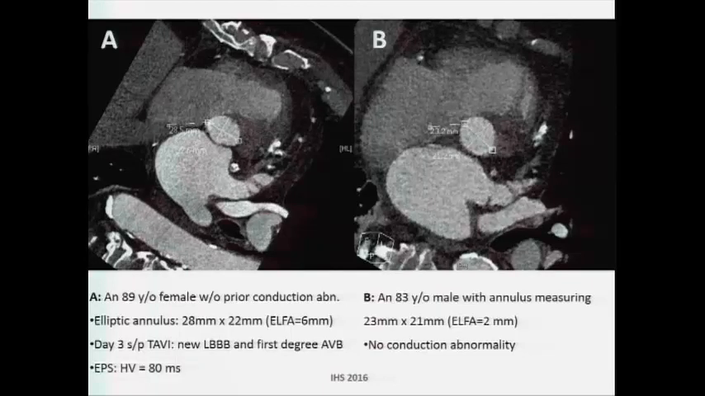On panel B, you see an 83-year-old male with the annulus measuring 23 millimeters on the maximal diameter and 21 millimeters on the minimal diameter, which resulted in an elliptic factor of only 2, and he did not have any conduction abnormality during 1 year follow-up.